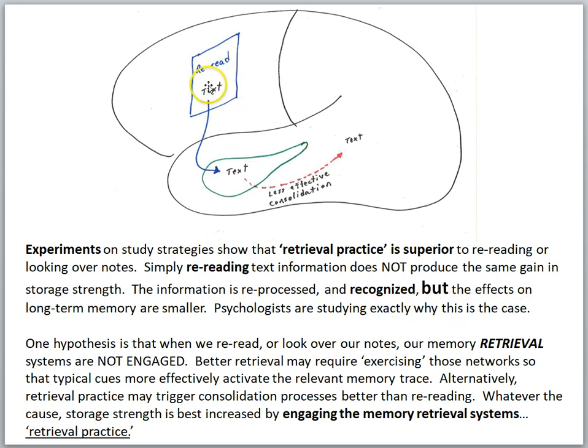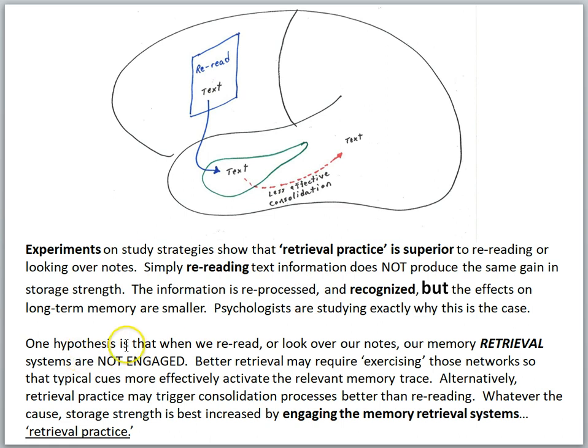So in our diagram here, we've sort of indicated that when we're rereading information, which is a very common study strategy, to reread the chapter or rewatch a lesson, there appears to be less consolidation happening. We get smaller gains in storage strength as a result of that study technique compared to retrieval practice, where we're actually retrieving information using a cue to access a stored memory trace.